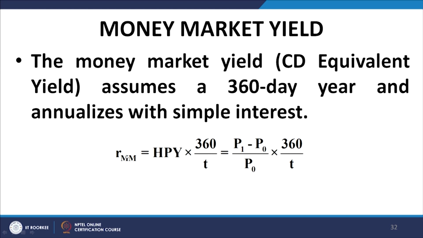Then there is another measure of yield which is exclusive, as in the case of the banker's discount yield, also exclusive to money markets. The money market yield is an annualized form of holding period yield. However, the annualization is with respect to 360 days, which is similar to the T-bill yield.